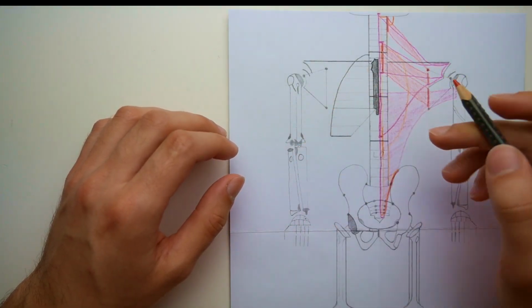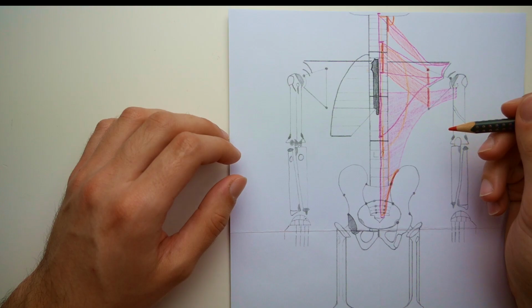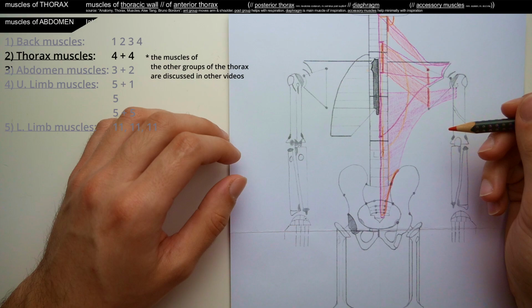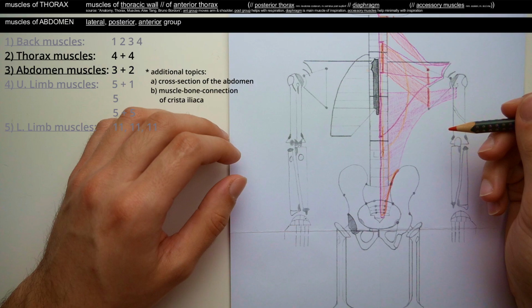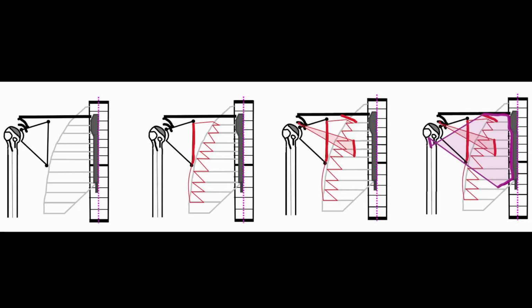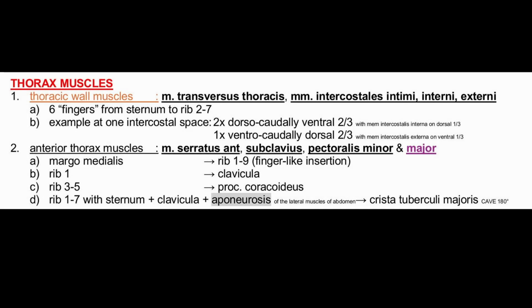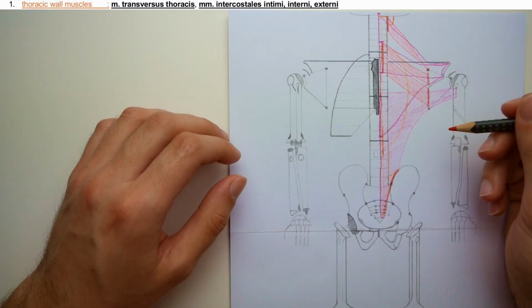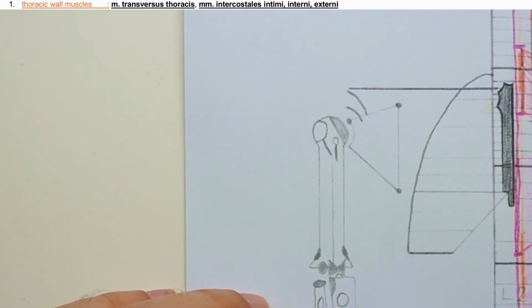Hello everyone. In this video we will draw from inside out the muscles of the thorax, consisting of two groups each with 4 muscles, and the muscles of the abdomen, consisting of 5 muscles. We start with the proper thorax muscles.